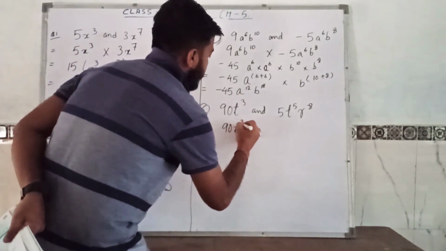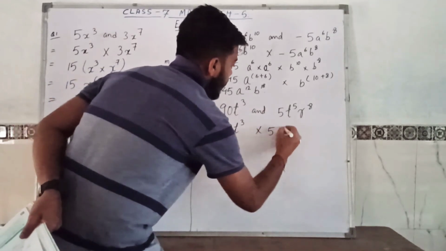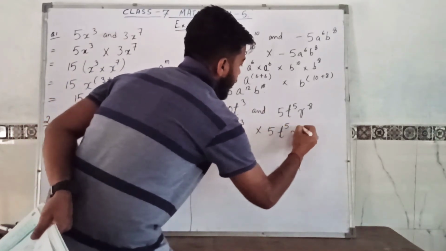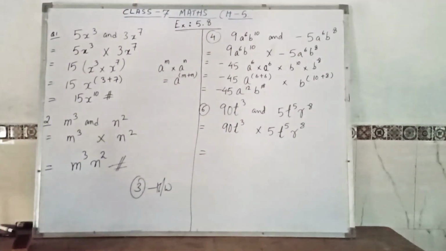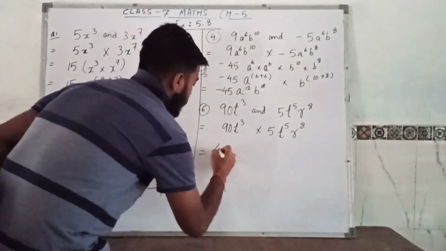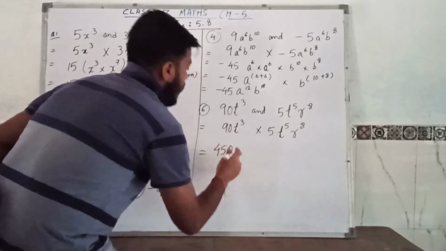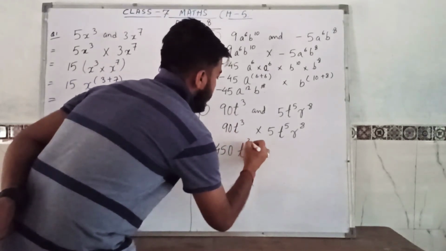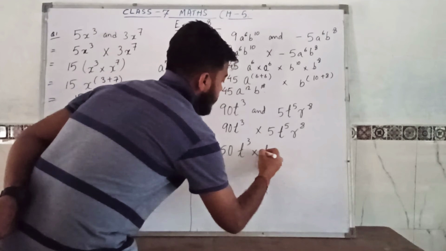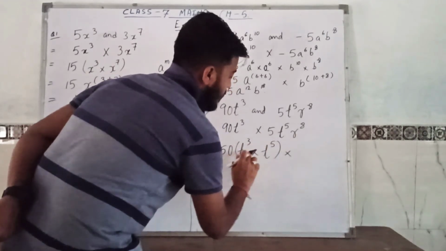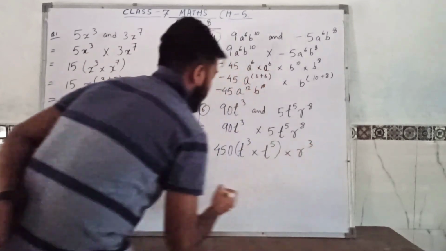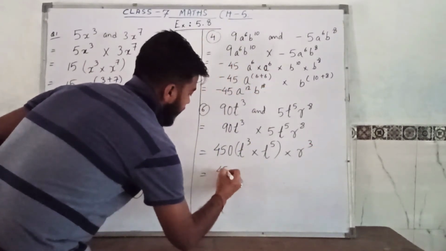90 t cube into 5 t to the power 5. So you multiply 90 into 5. So 9 5s are 45, right? 450. T cube into t to the power 5, into r cube. R is not same as t, so you write it outside, r cube. So you will get 450.